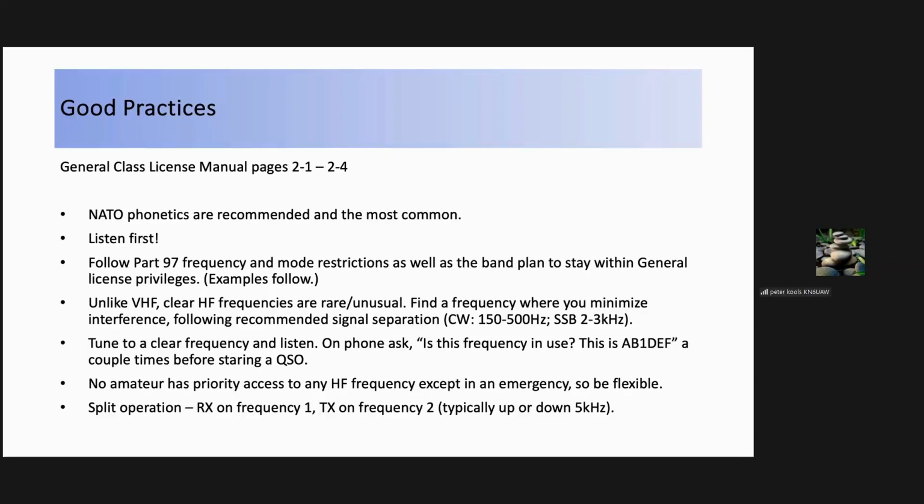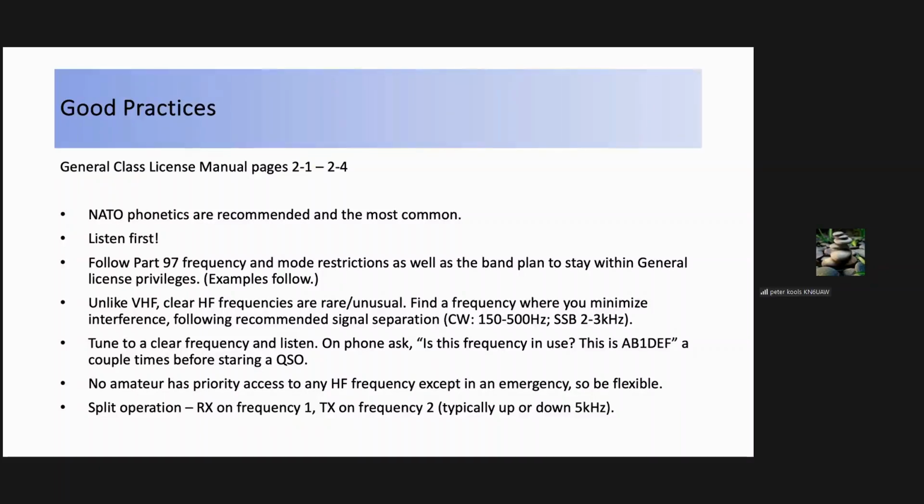Let's get started. So let's talk about good practices. I do try to give you a reference into the general class license manual where these topics are covered. For this particular section, first and foremost, NATO phonetics are recommended and the most common. So Alpha, Bravo, Charlie, Delta, etc. If you're not using them now, I do encourage you to memorize them and start using them on VHF nets. It's a great place to practice.